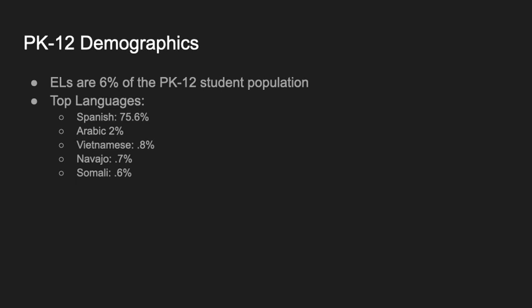Now, I will talk about the preschool through 12th grade demographics. So ELs make up about 6% of the preschool through 12th grade population. Their top languages include Spanish, Arabic, Vietnamese, Navajo, and Somali. 75.6% of EL students are Spanish speakers, 2% are Arabic speakers, 0.8% are Vietnamese speakers, 0.7% are Navajo speakers, and 0.6% are Somali speakers.